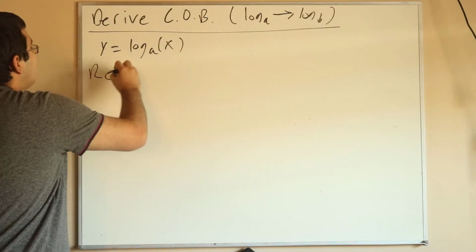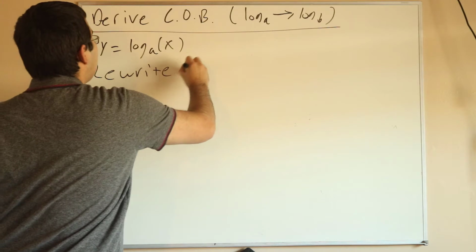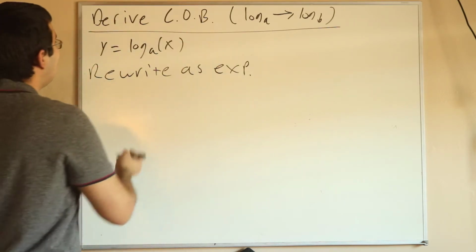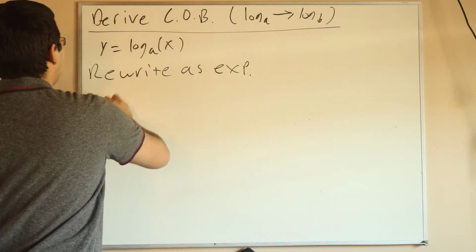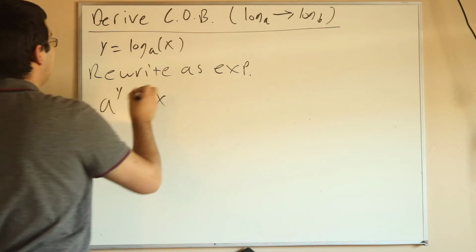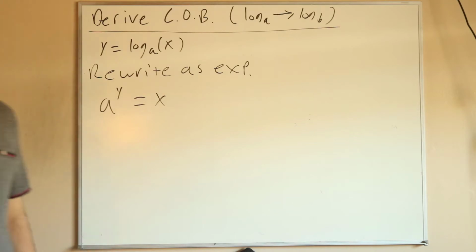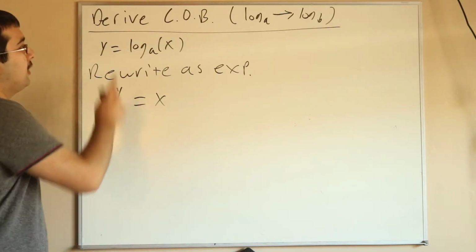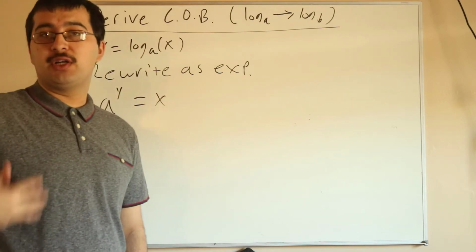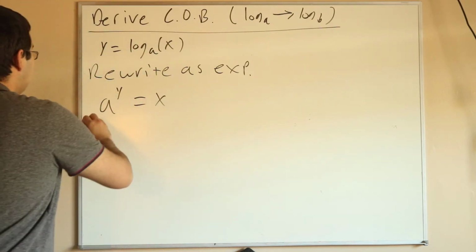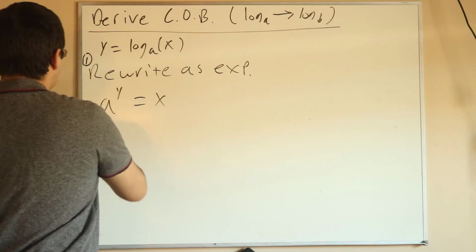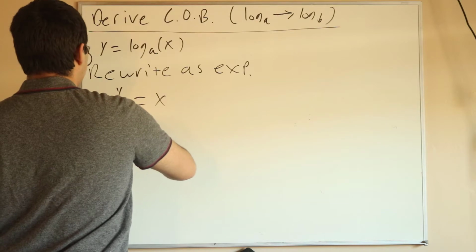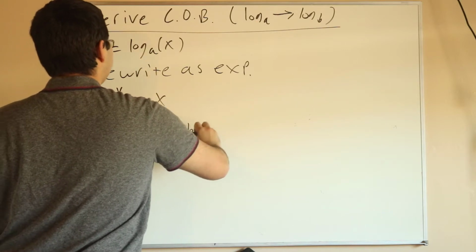First, we want to rewrite as an exponential. Okay, so we end up getting a to the power y equals x. Okay? Then the next step in the derivation is you want to take on both sides the log of your new base. So we're going to take log base b on both sides.